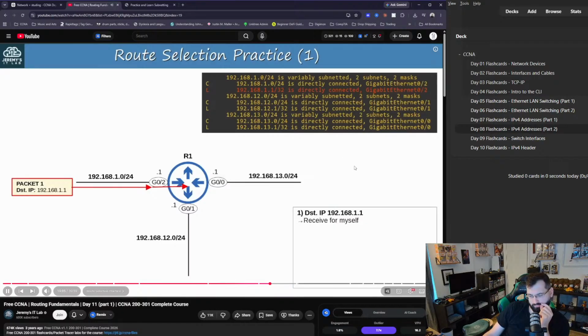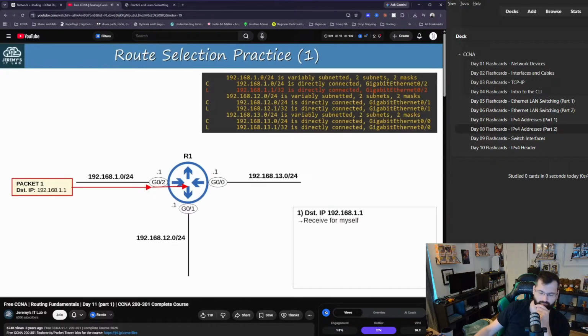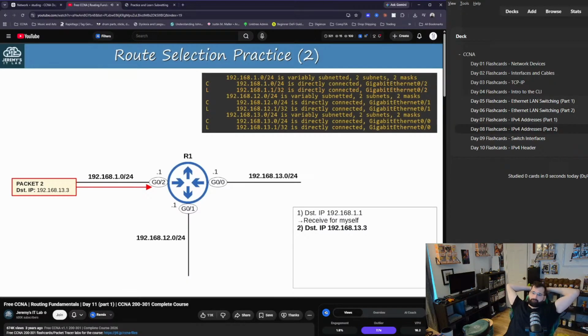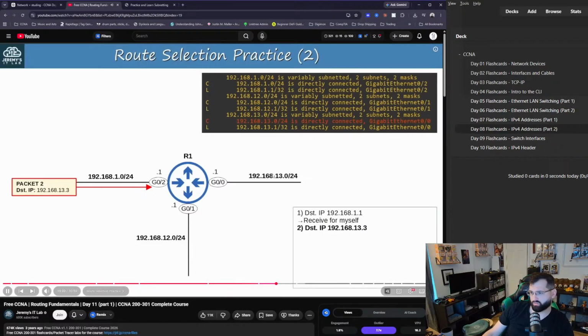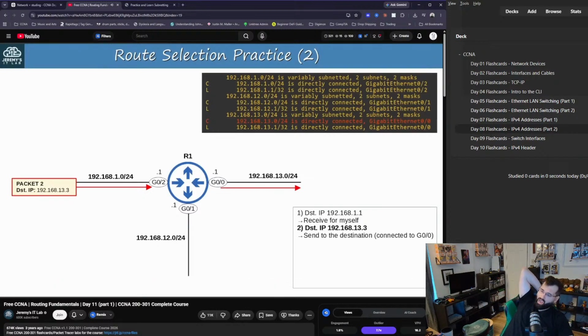Note that this packet matches two routes in the routing table, the route for 192.168.1.0/24 and the route for 192.168.1.1/32. But the /32 route is more specific, so it will be selected. Here's another example. Packet 2 has a destination IP address of 192.168.13.3. Which route will R1 select for this packet, and what will it do with the packet? The most specific matching route, actually the only matching route for this packet, is this connected route to 192.168.13.0/24. So R1 will send the packet to the destination, which is connected to the G0/0 interface.